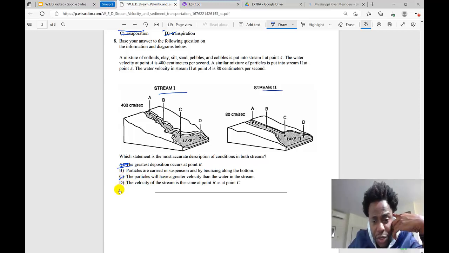Option D, the velocity of the stream is the same at point B as at point C. No, the stream cannot have the same speed at B and C. C will have a lower speed, so D is out of the way. So yeah, our answer definitely is option B.